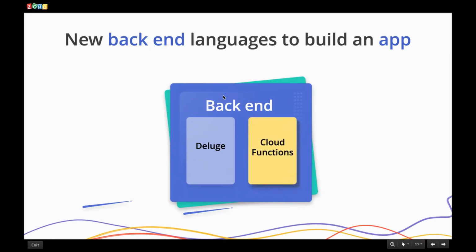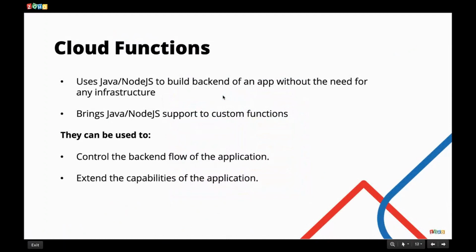Right? And Zoho Creator being a product as a service on the cloud, these new functions in Java and Node.js, which we are bringing in, do not require any infrastructure of their own. So the users can directly start writing code in these languages as functions, which is what will be available in Creator, and control the backend flow of the application, and thereby extend the capabilities of the application as well.